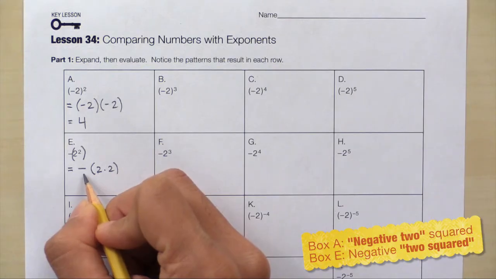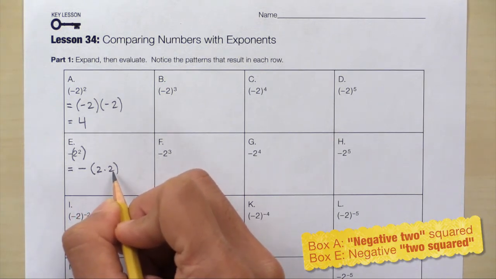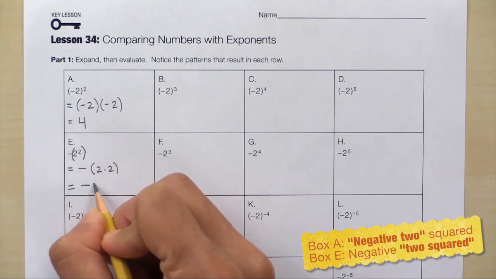Let's finish up the problem. Here's -2 squared. 2 squared gives us 4. Make the whole thing negative, and our answer is -4.